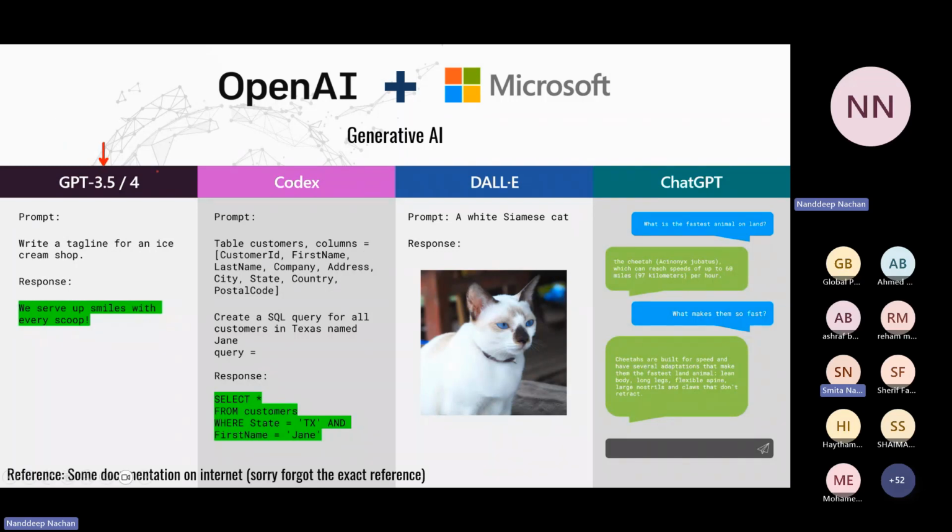GPT-3.5 or 4 is for text completion, a set of models that can understand and generate natural language. Codex is a set of models that can understand and generate code, including translating natural language to code. It is a descendant of GPT-3 that has been trained on both natural language and code. And DALL-E is a set of models that can generate or manipulate images from natural language.